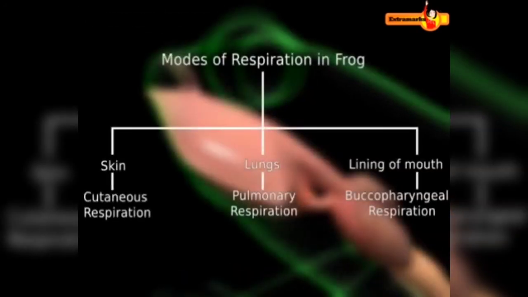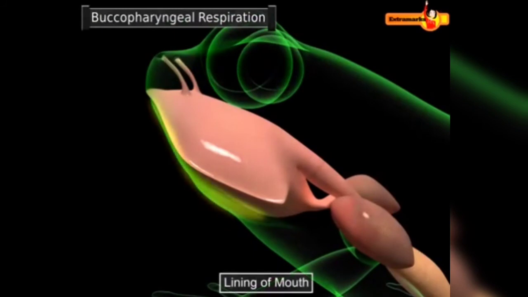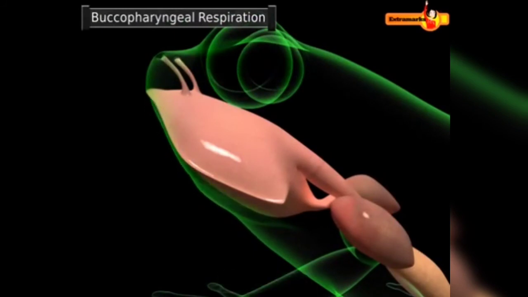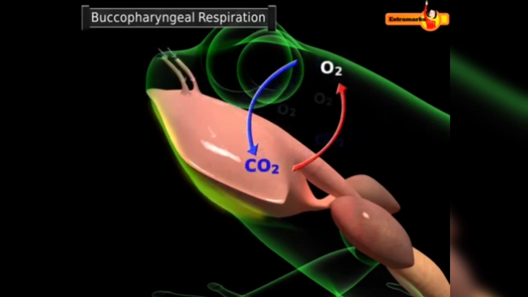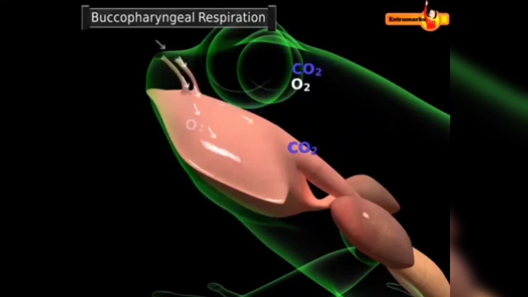Besides skin and lungs, a frog can exchange respiratory gases across the moist lining of its mouth. During lung respiration, when a frog draws air into its mouth cavity, the lining of the mouth absorbs some oxygen from this inhaled air and gives out carbon dioxide. This is called buccopharyngeal respiration.